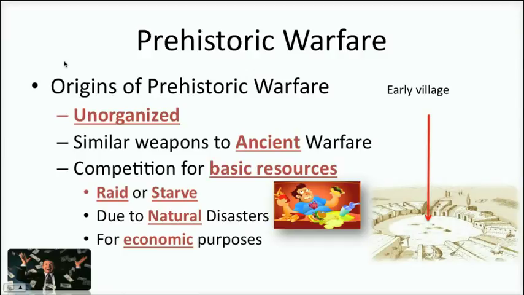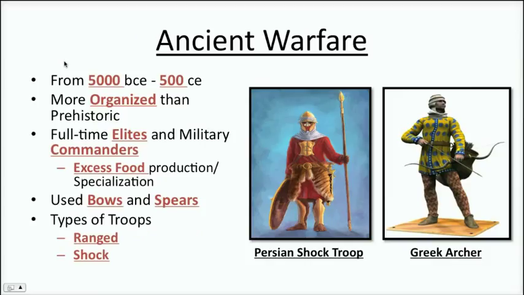You didn't really have that happening quite yet. So then that brings us to ancient warfare. Ancient warfare really exists from about 5000 BC, or before Common Era, to upwards of about the 500 CE era, or really with the fall of Rome. And it's definitely much more organized than in prehistoric times. You definitely have a hierarchy going on within your armies.